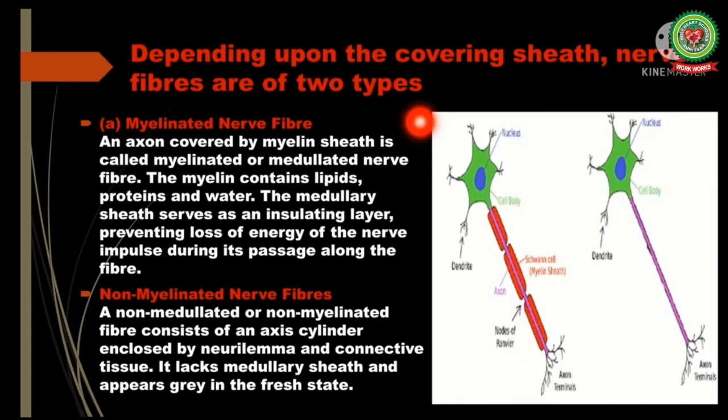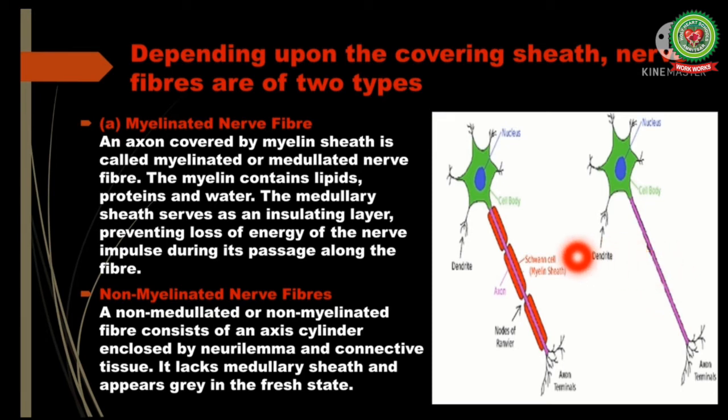Depending upon the covering sheath, nerve fibers are further of two types: myelinated nerve fibers and non-myelinated nerve fibers. An axon covered by myelin sheath is called myelinated or medullated nerve fiber, whereas an axon which is without myelin sheath is called non-myelinated or non-medullated nerve fiber. In case of myelinated nerve fiber, the axon of the neuron is enclosed by two layers, that is neurilemma and myelin, whereas in case of non-myelinated nerve fiber, the axon is enclosed by a single layer called neurilemma.